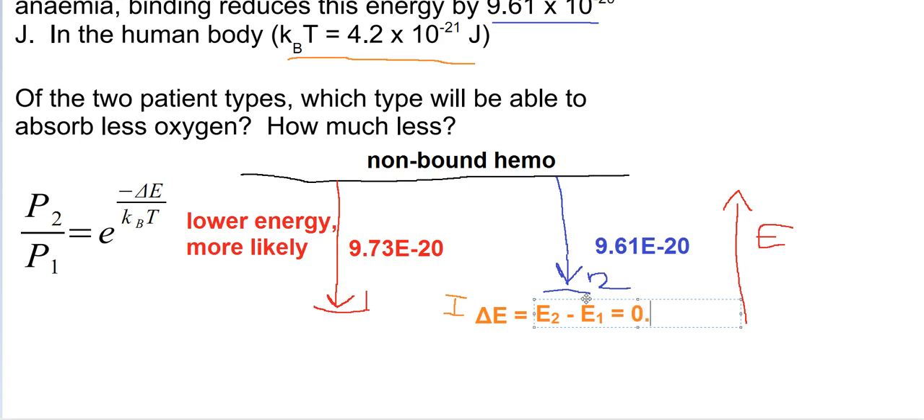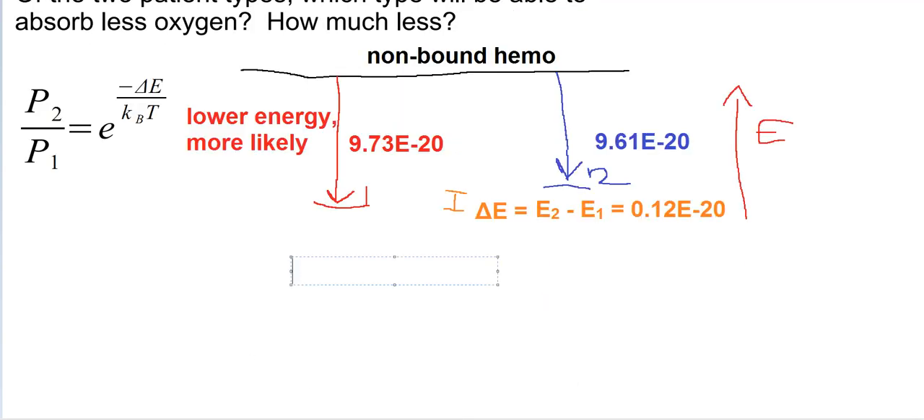And if you take a look at the differences in energy here, what you'll get is a positive quantity of, what are we dealing with here? 0.12 times 10 to the negative 20. The blue one actually has a higher energy than the red one because it's come down from this top reference one less. Now, once you have that, what you can do here is you can find the relative probabilities.